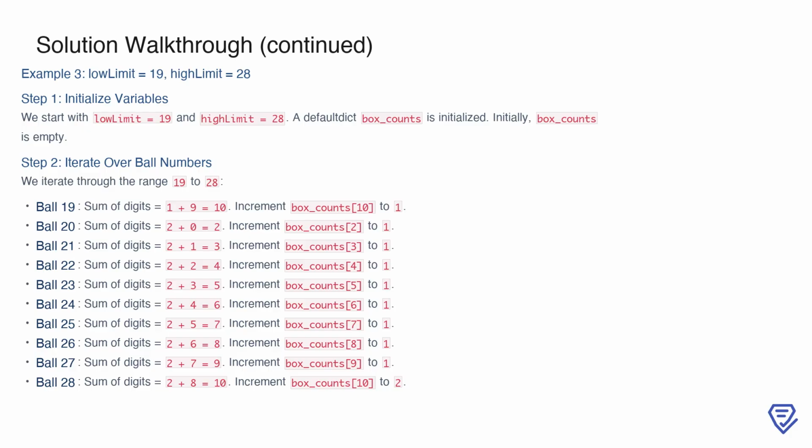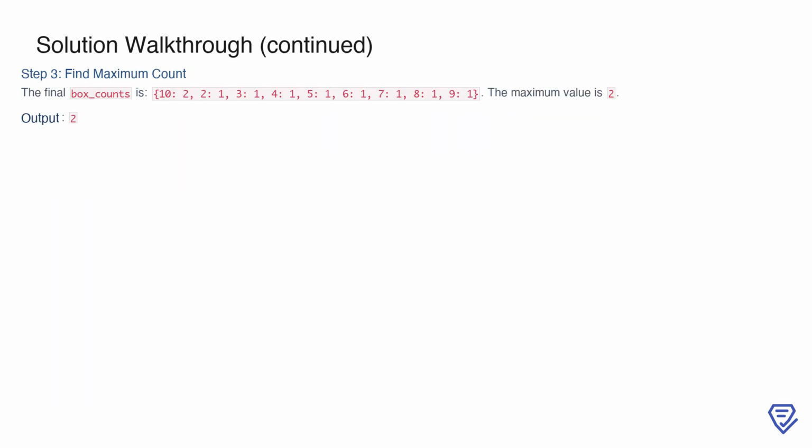For instance, ball 28 has a digit sum of 2 plus 8, or 10, so we increment the count for box 10 again, bringing its total to 2. By the end of this step, we've calculated the counts for all boxes in the range. The final box_counts dictionary for this example is as follows: box 10 has 2 balls, while boxes 2 through 9 each have 1 ball. To determine the result, we find the maximum count, which is 2. Therefore, the output for this example is also 2.